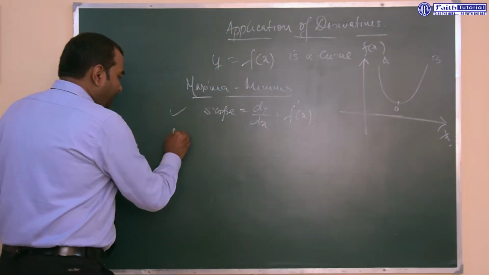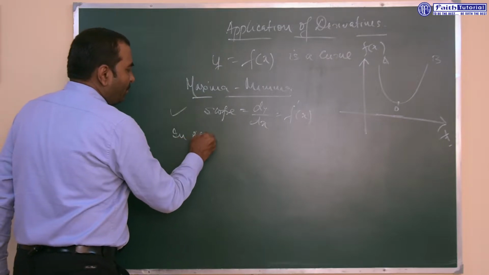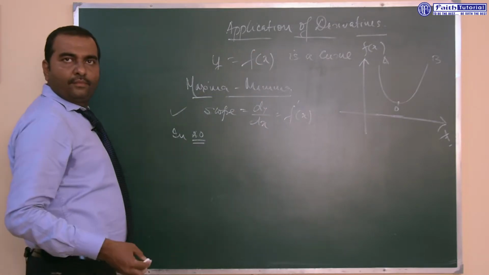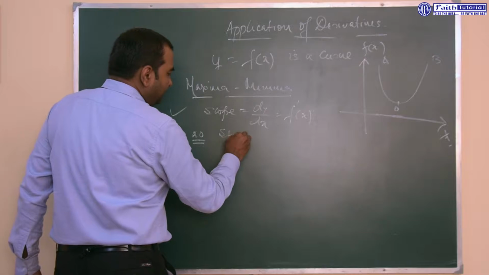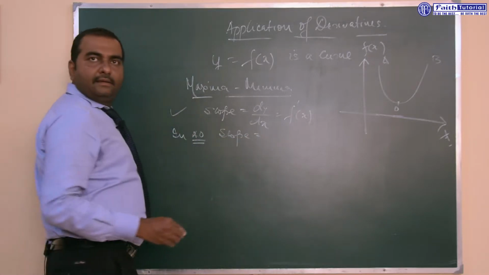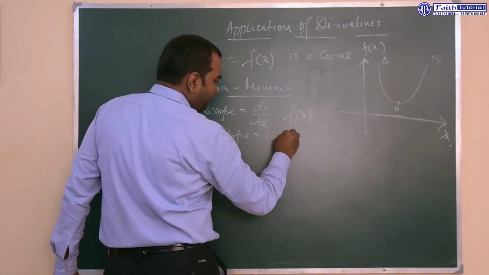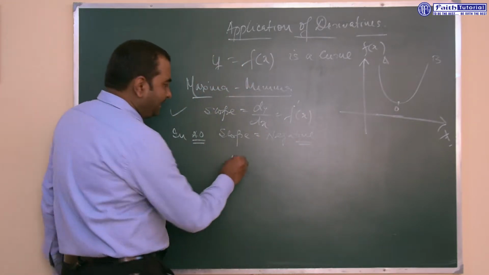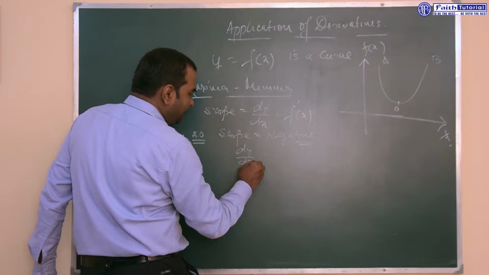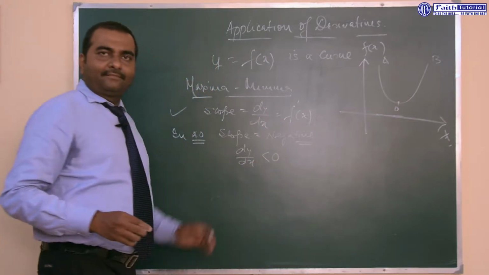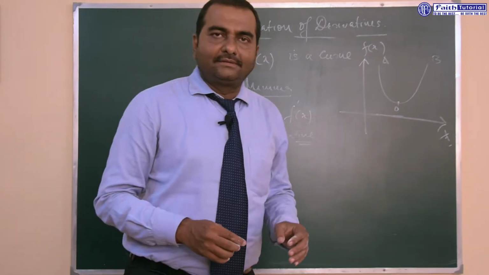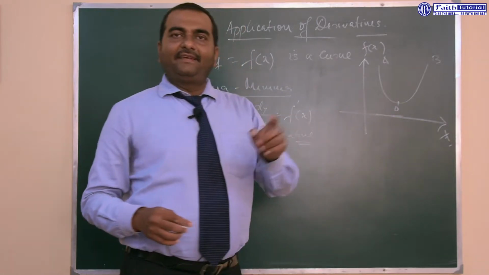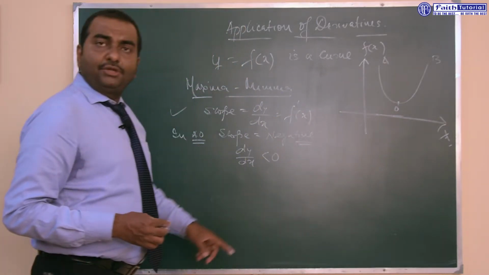Now in the region of AO, the slope is negative, that is dy by dx is less than 0, correct? The slope is downward and the first order derivative is less than 0.